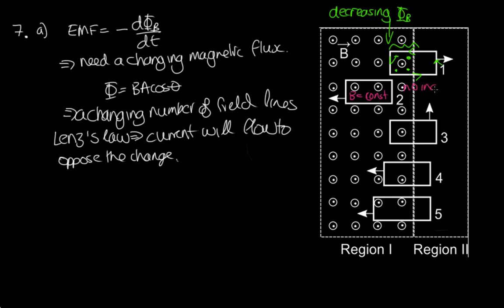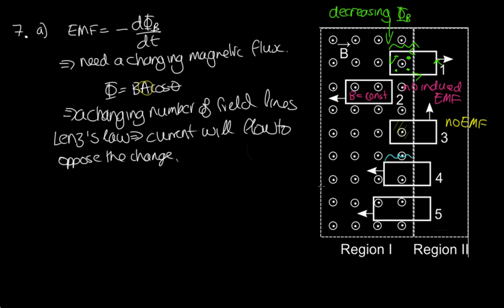So no induced EMF. Okay, loop 3 here, we'll do this one in yellow. Now, as this one here moves up, we've still got the same number of magnetic field lines going through it, because half of it is in the magnetic field, half of it is not in the magnetic field. So the area inside that magnetic field is not changing, so no EMF and no current. Okay, loop 4. It's getting more and more magnetic field lines flowing through it, because more and more of its area is moving into this magnetic field.